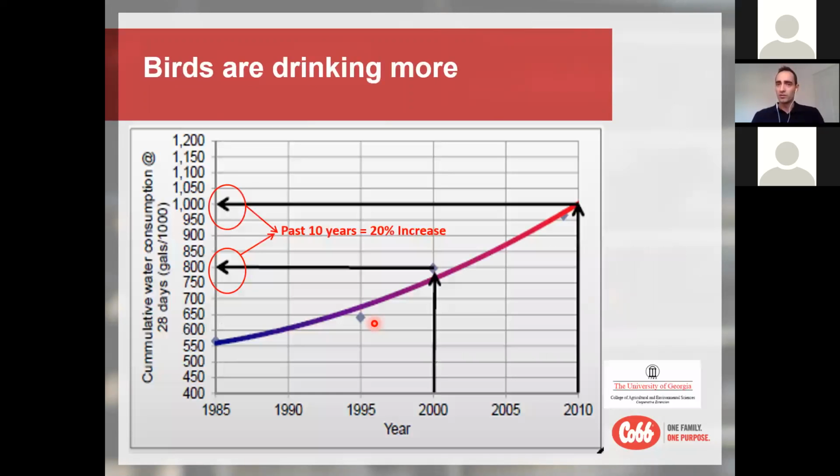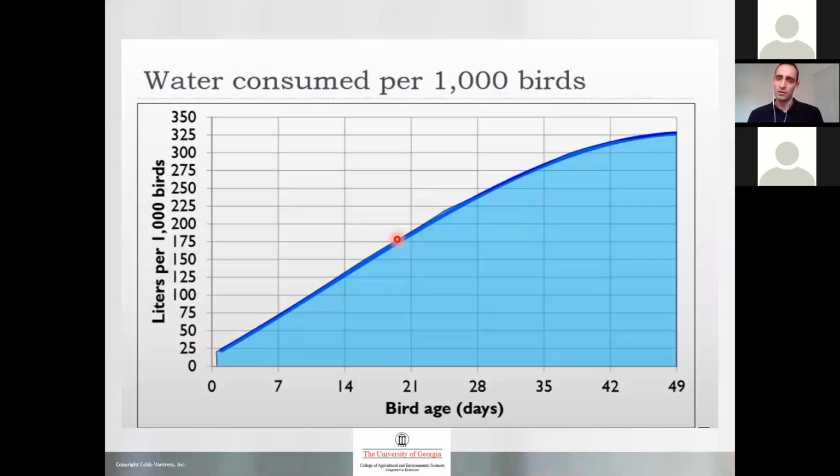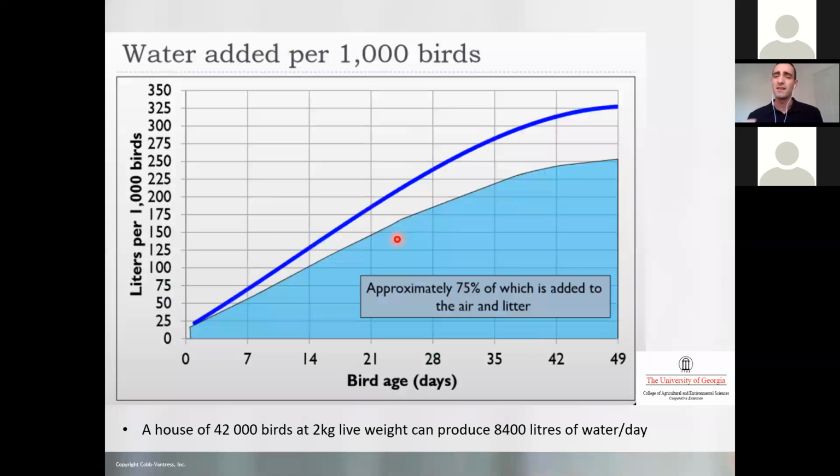Okay, and the birds are drinking more today. This is even some old data from the University of Georgia, where you can see a difference between the year 2000 and 2010, that there was a 20% increase in the amount of water consumption that the birds are taking. And when you look at that total amount of water that they're taking in, 75% of what they're taking in is going to be released back into your housing environment.